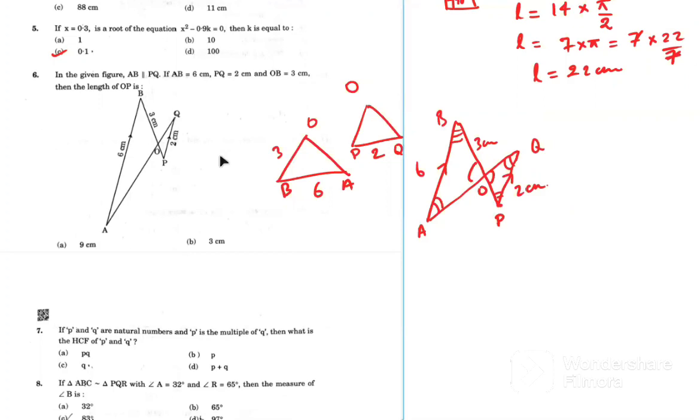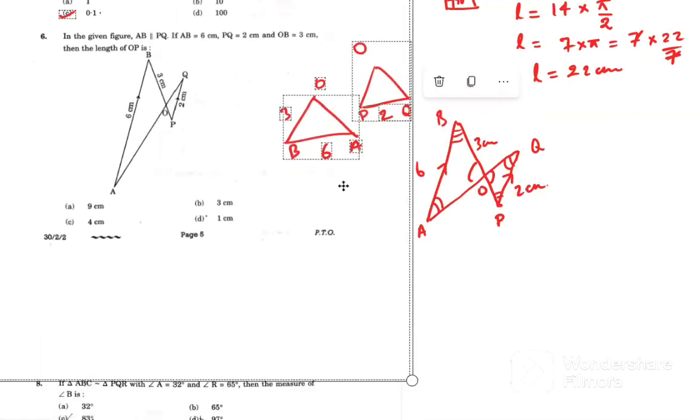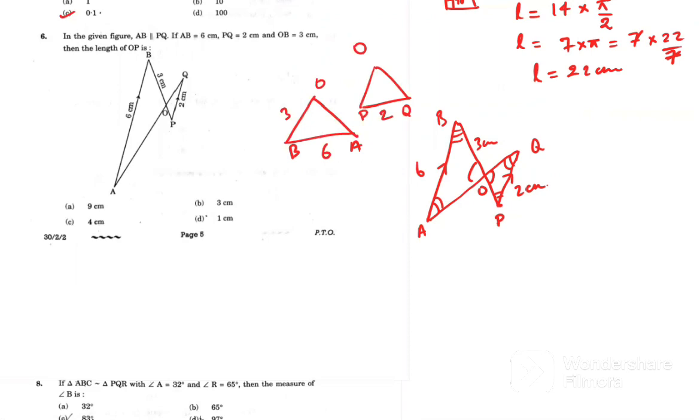If I break down these two triangles, this is triangle OBA. OB is 3 centimeters, AB is 6, and OA we don't have. And the next one is triangle OPQ. PQ is 2 centimeters, and OP we have to find. OP over here is what we have to find. Now these two triangles are similar because of the angle criteria. All the angles are equal, therefore the sides will be in ratio.